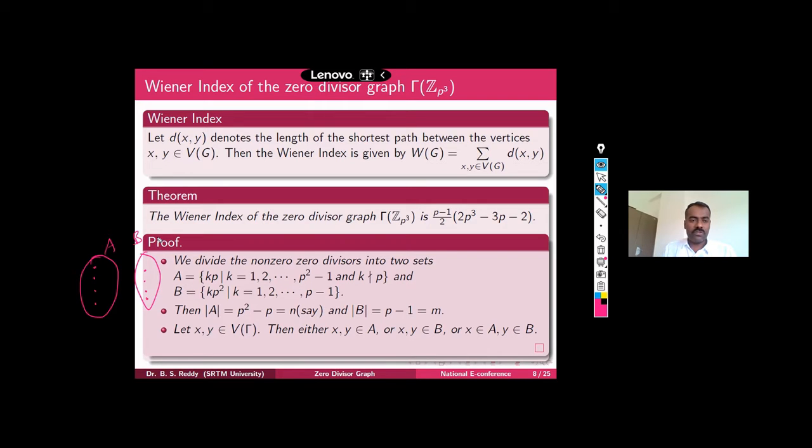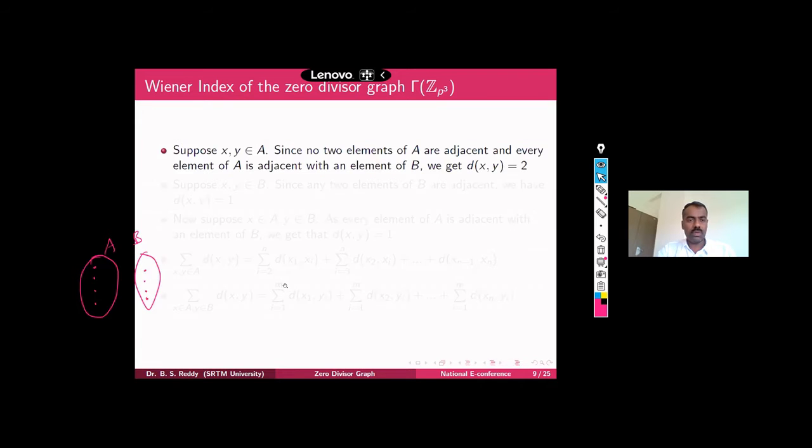Okay, so suppose x and y are in A. Then it is easily understood that they are only multiples of p, so when you multiply them, they are at most multiples of p square. So they are not adjacent to each other. If you take any two elements here, the distance between them is definitely 2, because you have to travel here, then here. So the distance is 2 whenever x and y are in A.